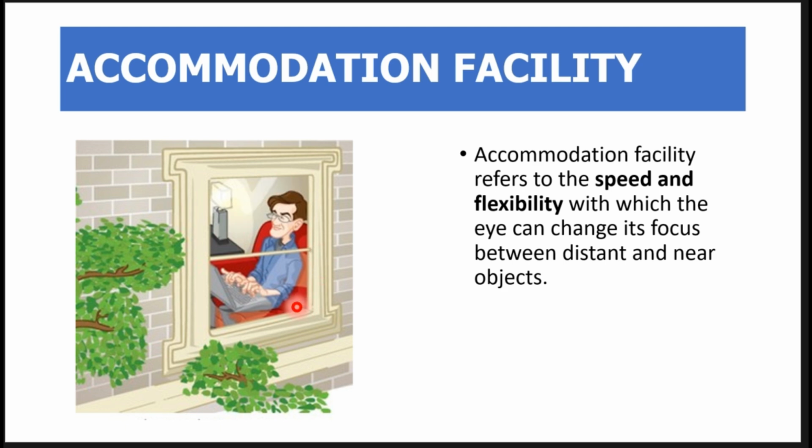Imagine yourself sitting at a window working on your laptop. So you're focusing at an intermediate distance. You can also focus at something near, maybe a book which is kept closer to you than the laptop. And also, if there's something interesting going on outside the window, you can quickly turn towards the window and look at it as well. So, the speed and the flexibility with which your eye is changing its focus between the distant object, the near object and an intermediate distance object indicates the flexibility of the accommodation system, and that is known as accommodation facility.